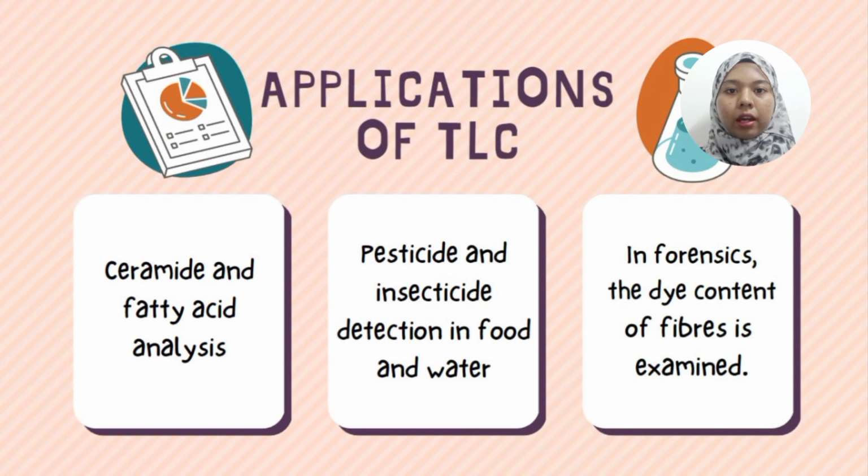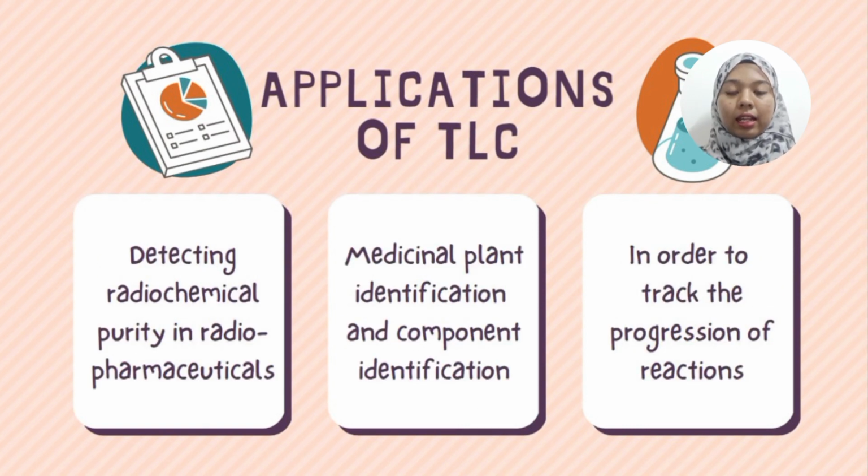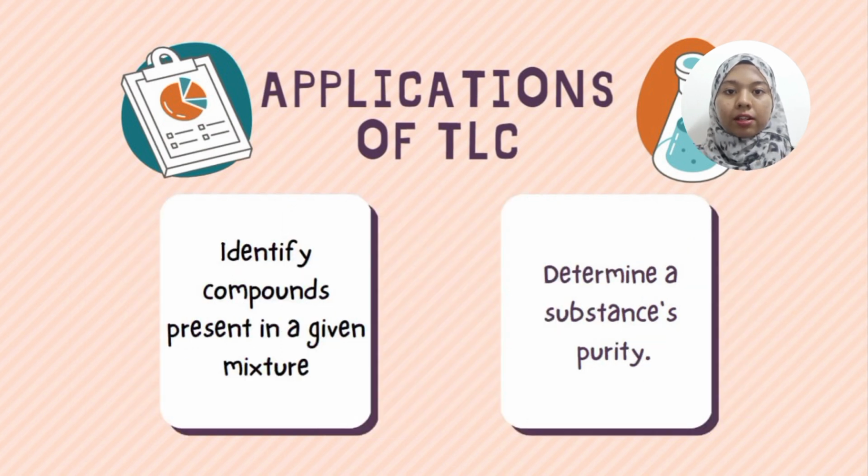Now, I will talk about the applications of thin layer chromatography. Firstly, TLC is used to analyze ceramide and fatty acids. It also can detect pesticides and insecticides in food and water. In forensics, the content of fibers will be examined. Next, it can detect the radiochemical purity in radiopharmaceuticals and can identify medicinal plants and components. Not to forget, it also can track the progression of reactions. Other than that, TLC can identify the compounds present in a given mixture, and lastly, it can determine the purity of a substance.